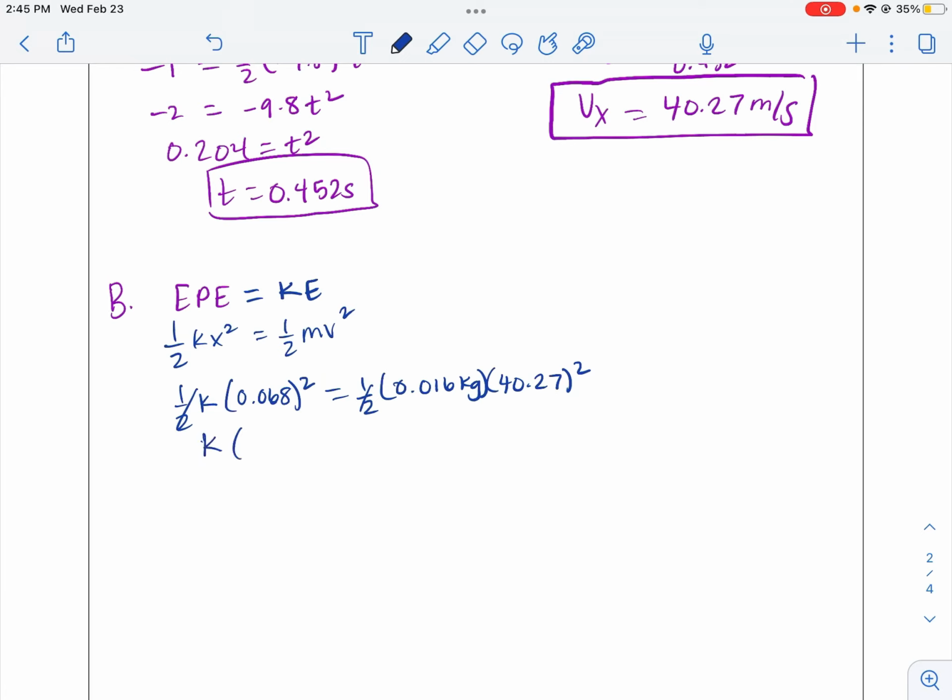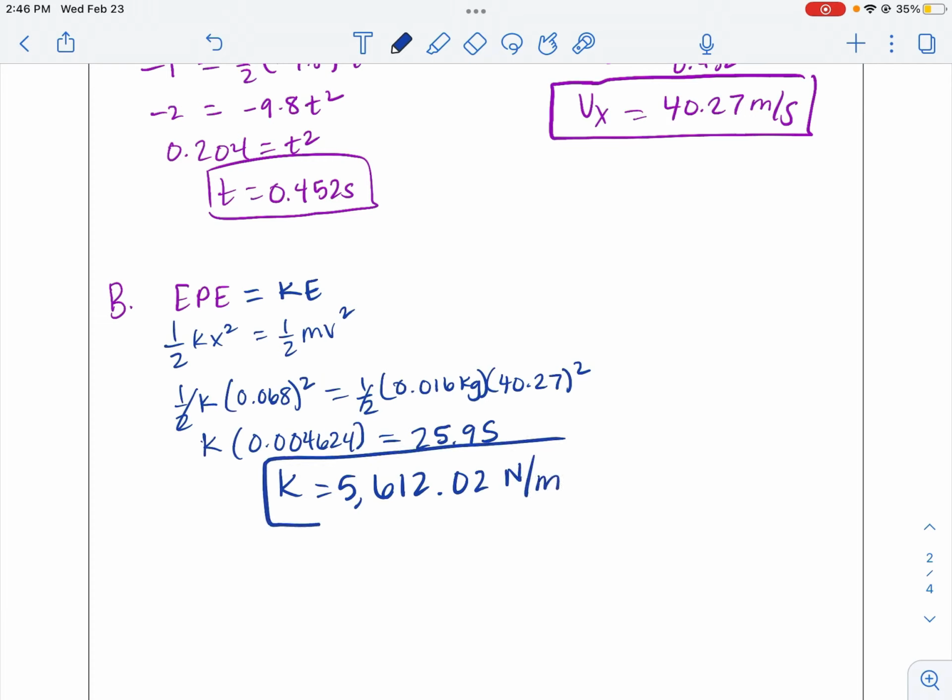So we get k times 0.004624. I'm just holding my whole number. Equals 25.95. So I'm going to divide that to solve for k. So we get k to be equal to 5,612.02 newtons per meter. So a pretty stiff spring.